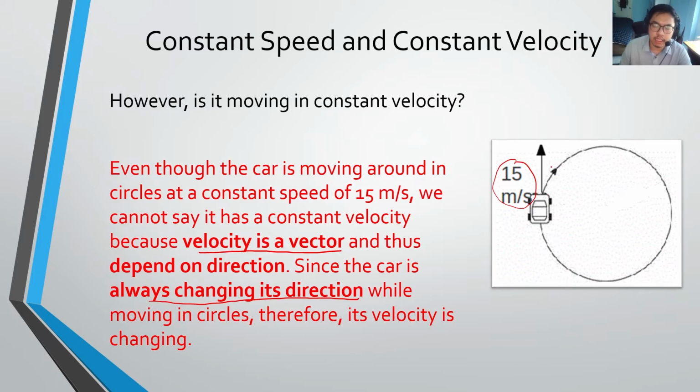What do we mean by its direction is changing? So when the car is over here, its direction is pointing there. It's pointing upwards. When the car is here, the car is pointing there. When the car is going here, this is the car's direction. When the car is here, this is the car's direction. When the car is at here, at the bottom of the circle, that's the car's direction. So throughout this circular motion, the direction of the car is always changing. Okay, now because the direction is changing, therefore we cannot say it's moving at constant velocity.